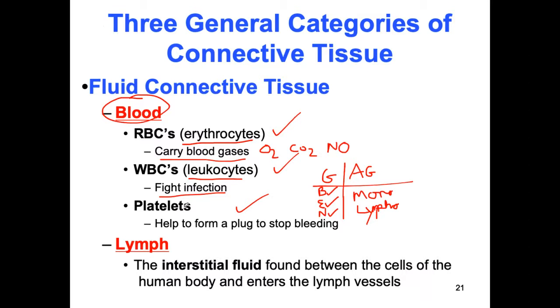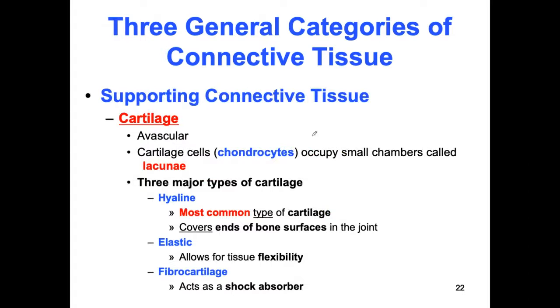And then platelets, of course, they are involved in creating a thrombus or a thrombosis, which is going to help stop bleeding. Lymph is the interstitial fluid that is found between the cells of the human body, and it's going to enter your lymphatic vessels.